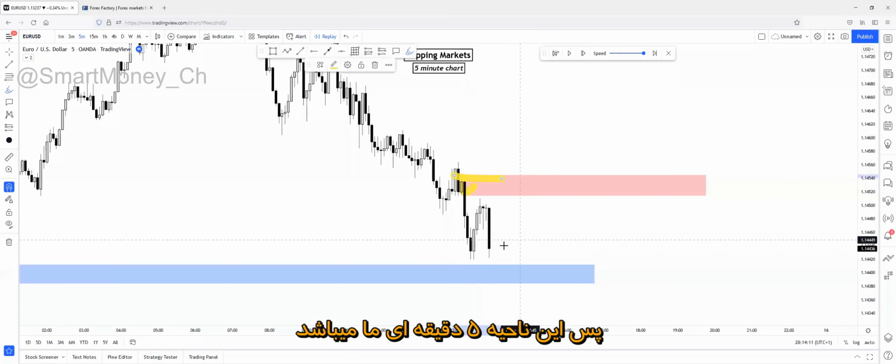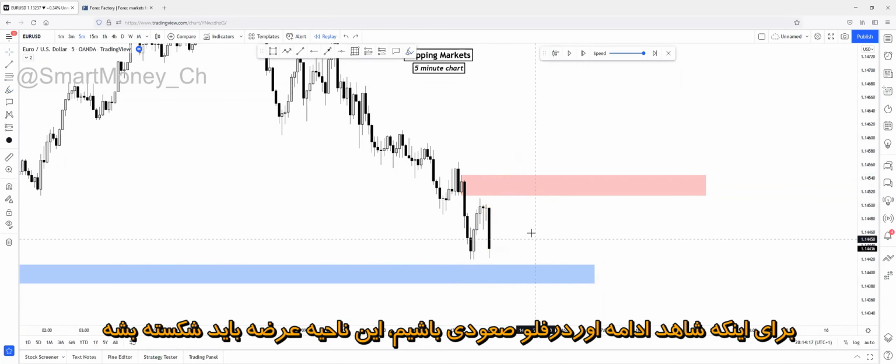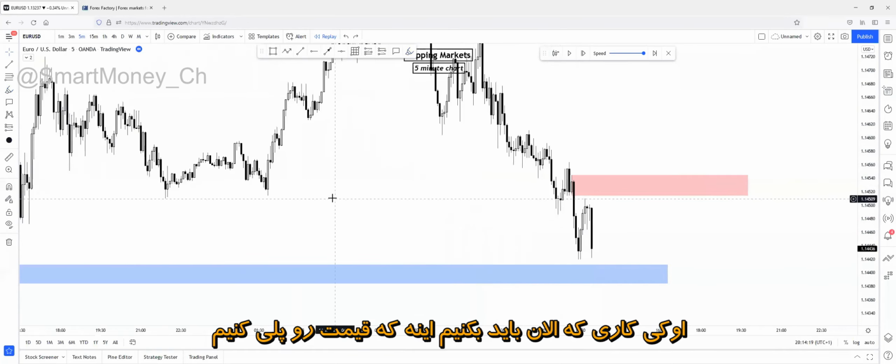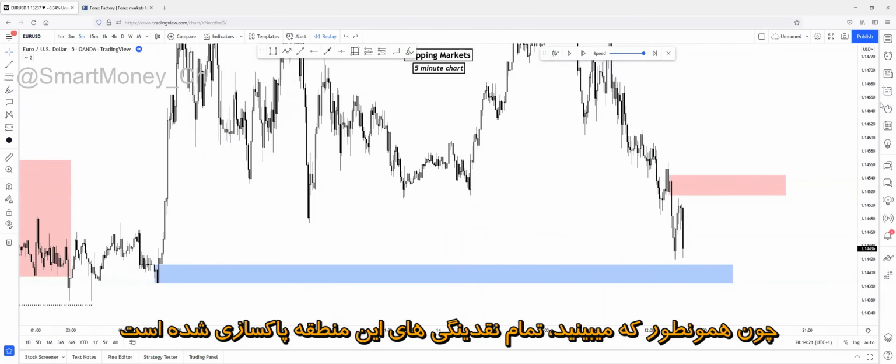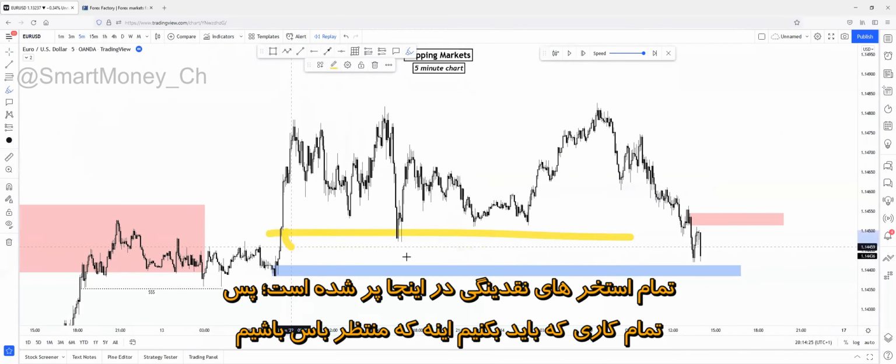So this will be our 5-minute zone. We will need to see a break of this supply zone in order to continue the bullish order flow. Okay. All we have to do now is play price forward, because as you can see in this region, all of the liquidity has been swept, all of the liquidity pool has been filled up. All we have to do is wait for the bus.